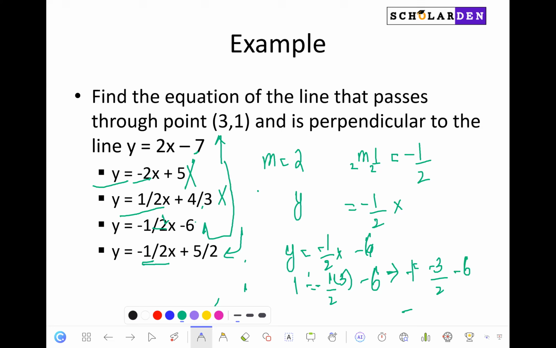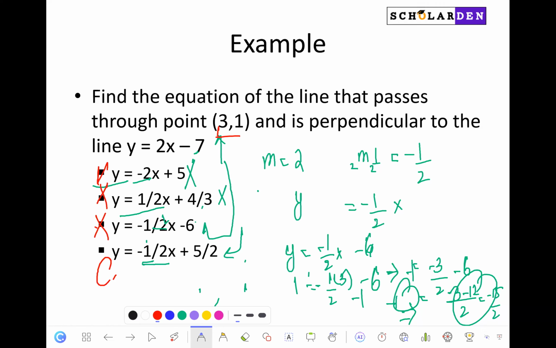And what does this tell us? This is minus 1 is equal to minus 3 minus 12 over 2, and this is minus 15 by 2. So this is definitely incorrect. By the principle of elimination, we've already found that these options are incorrect. And once we substitute this point in option C, this is also incorrect. So automatically this leaves only one option, and this should be correct.